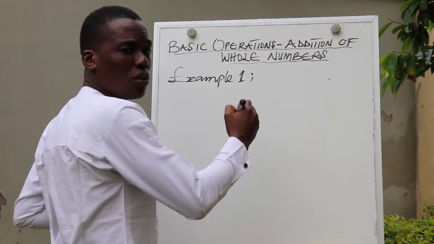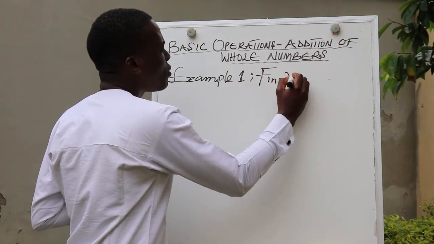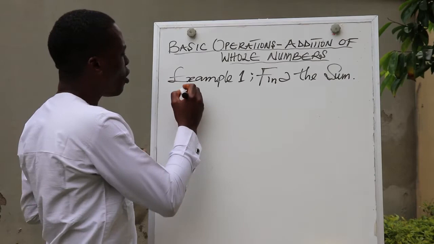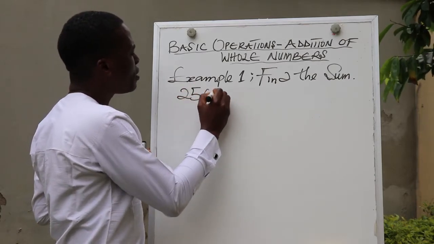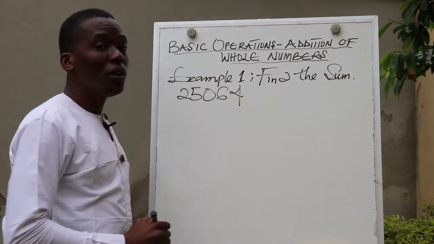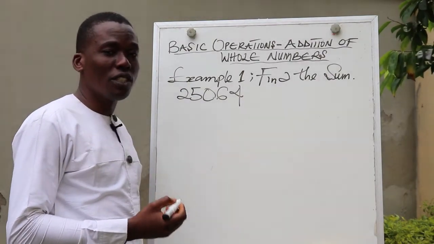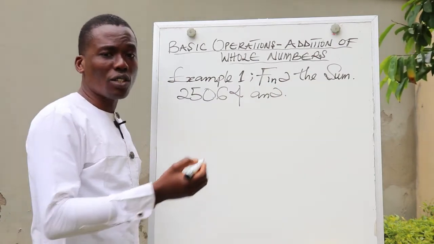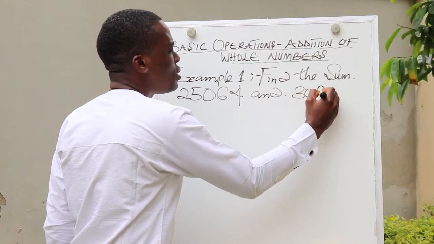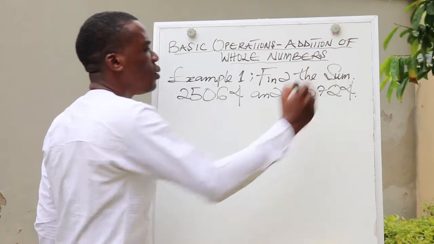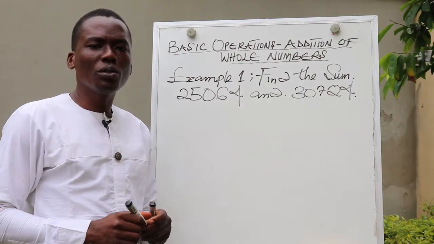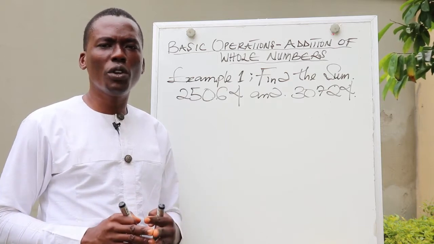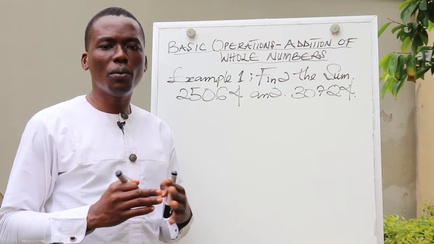Example 1, you are asked to find the sum of 25064, right? This is more like a 5 digit number, plus, and we're also asked to add it to what? 30724. Now I'm going to show you how to go about doing this addition using 2 different methods. The first method we're going to look at is the digits form method.